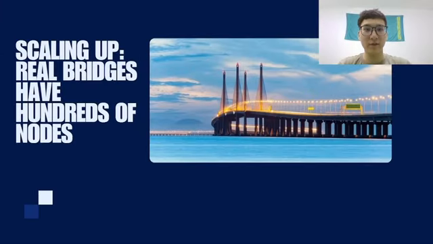So for our simple example, we solved it by hand. But in the real world, with big bridges like the Penang Bridge here, as you can see, it has hundreds or even thousands of nodes. And that means that the matrix A can be 400 by 400 or even larger. So no engineer can solve this by hand.